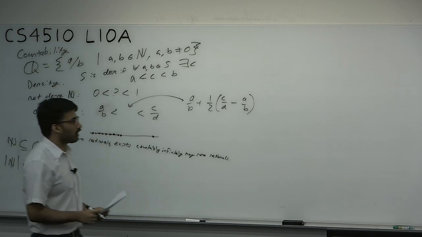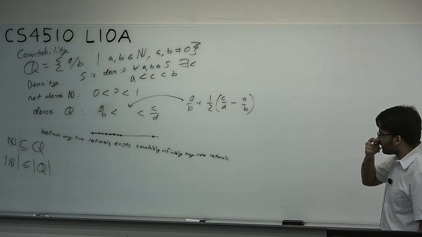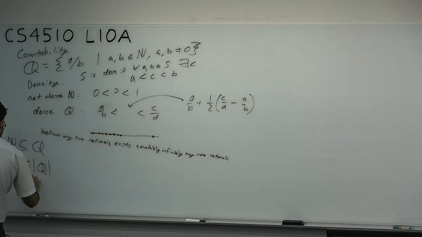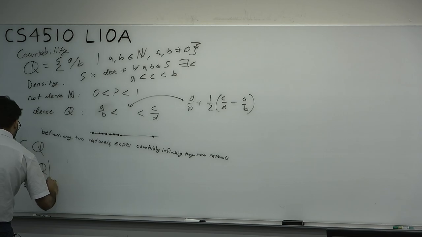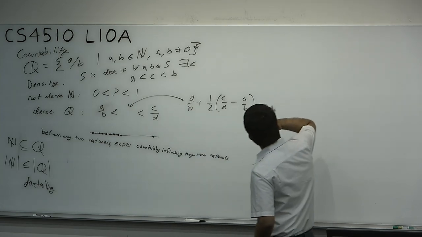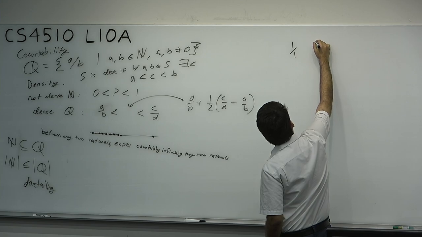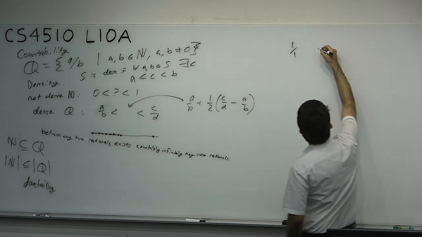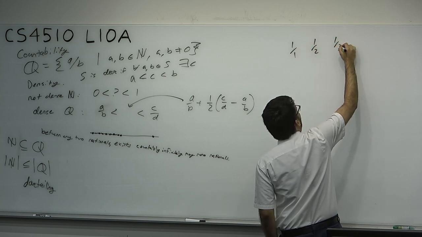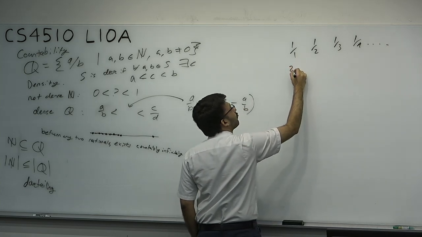I wouldn't expect anyone to get this bijection without seeing it. We use a classic trick called, I think, dovetailing. I don't think anybody calls it this anymore. What you do is list the rationals in a table. So let's suppose we were doing the denominators this way, and then we did the numerators this way.